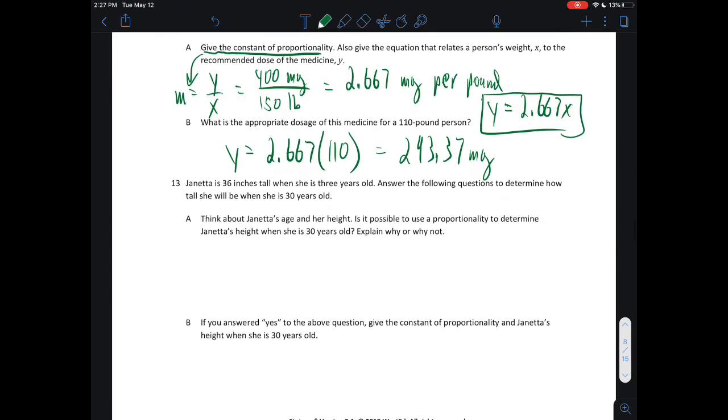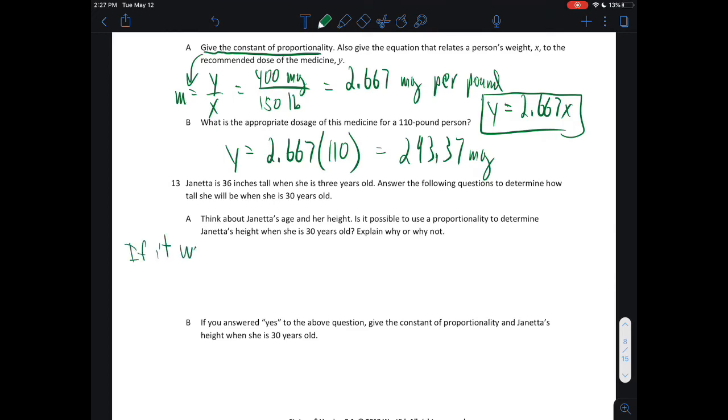So let's continue on to number 13. Janetta is 36 inches tall when she is 3 years old. Answer the following questions to determine how tall she will be when she is 30 years old. So let's see, part A. Think about Janetta's age and her height. Is it possible to use a proportionality to determine Janetta's height when she is 30 years old? Well, let's see. What if it was?